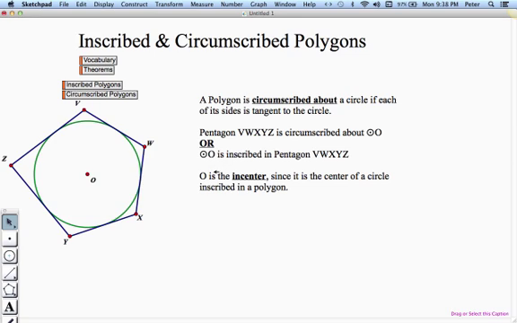Okay, O would also be the incenter, since it is the center of a circle inscribed in a polygon. So the incenter or circumcenter always refer to the position of the circle. If it's inscribed, then it's the incenter. If the circle is circumscribed, then the center is the circumcenter.